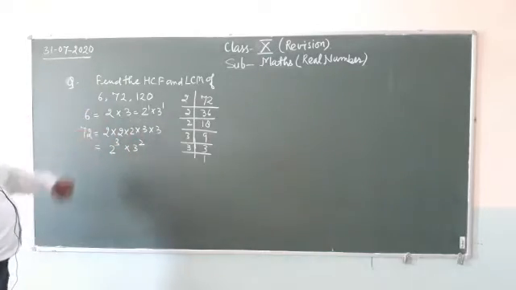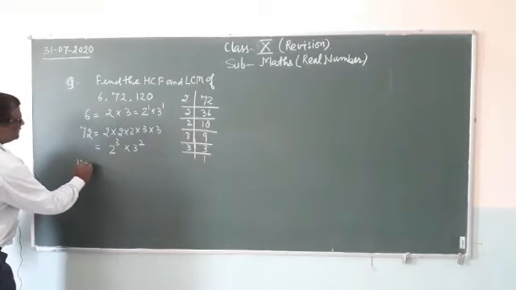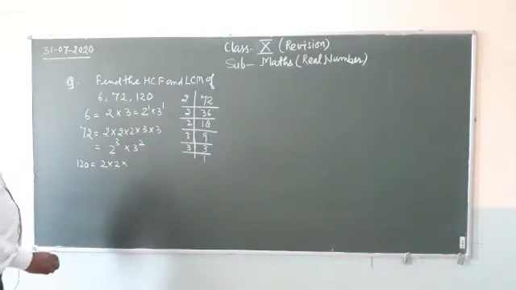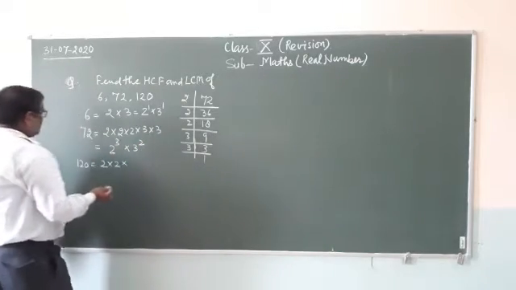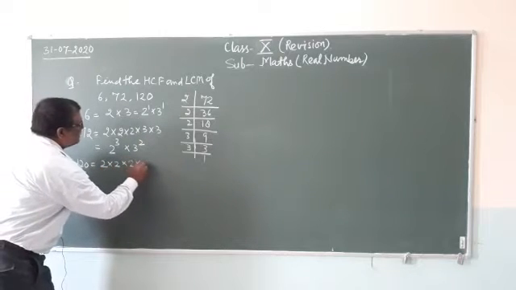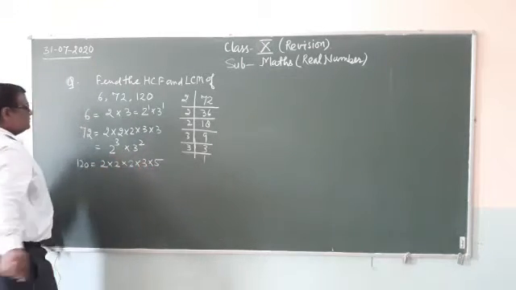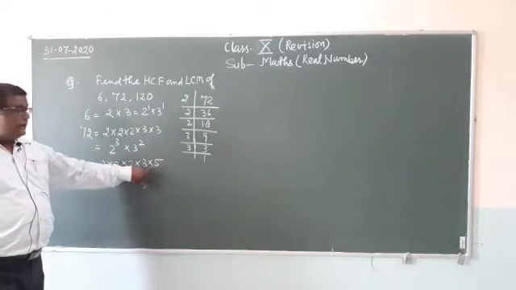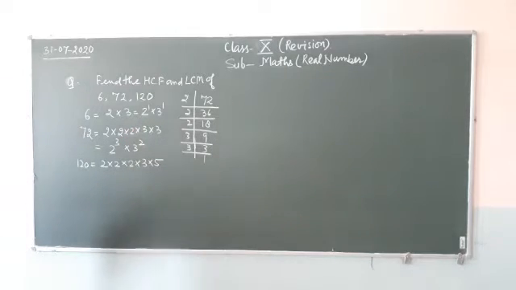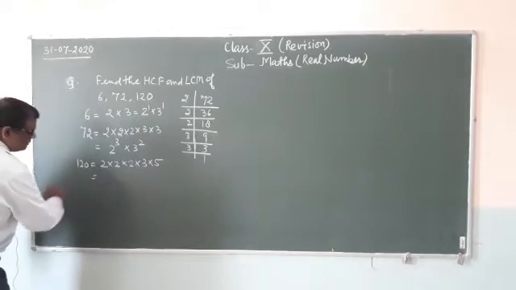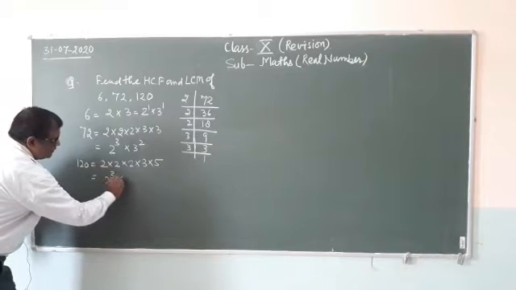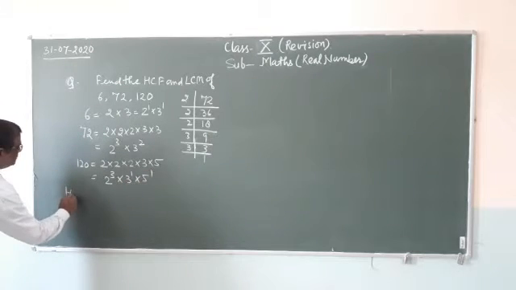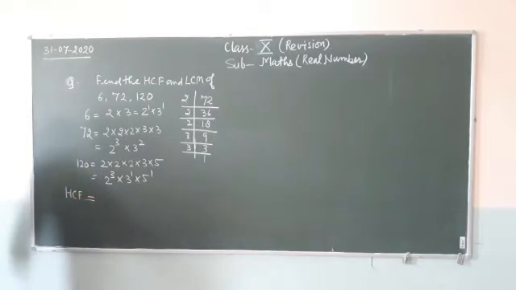And now 120, that is 2 into 2 into 2 into 3 into 5. 2 2s are 4, 4 2s are 8, 8 3s are 24, and 24 5s are 120. Now we can write this as 2 to the power 3 into 3 to the power 1 into 5 to the power 1.